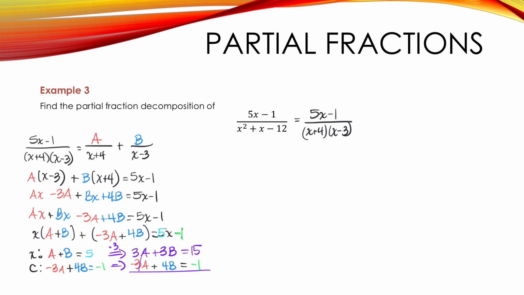Well, the a's cancel out. 3b plus 4b is 7b. And it equals 15 minus 1 is 14. b is 2, which tells us that a plus 2 has to equal 5, which means then certainly that a must equal 3.